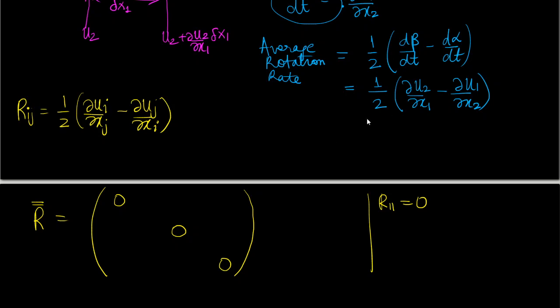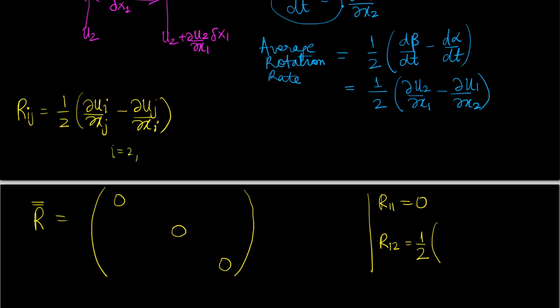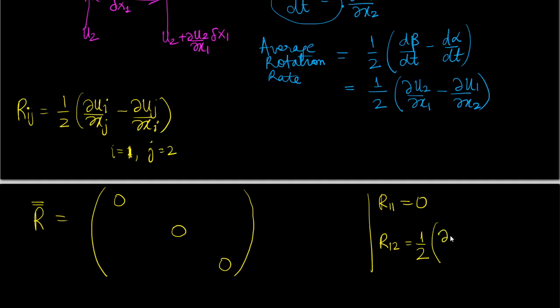This particular term, which is R12, let us see. So for R12, you just put i equal to 1 and j equal to 2. So R12 is half del u1 del x2 minus del u2 del x1. Okay, so this is R12.